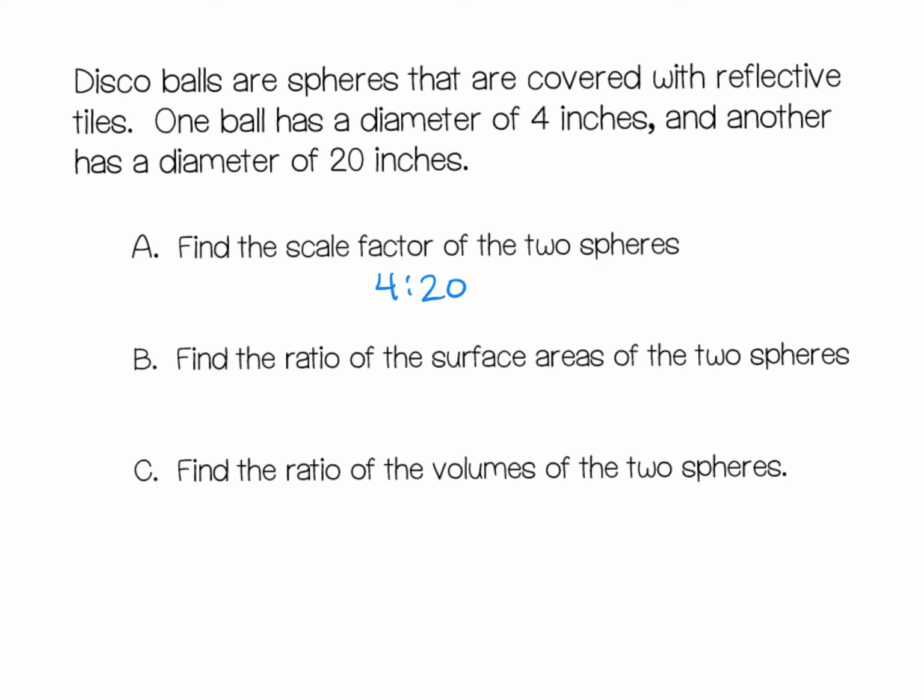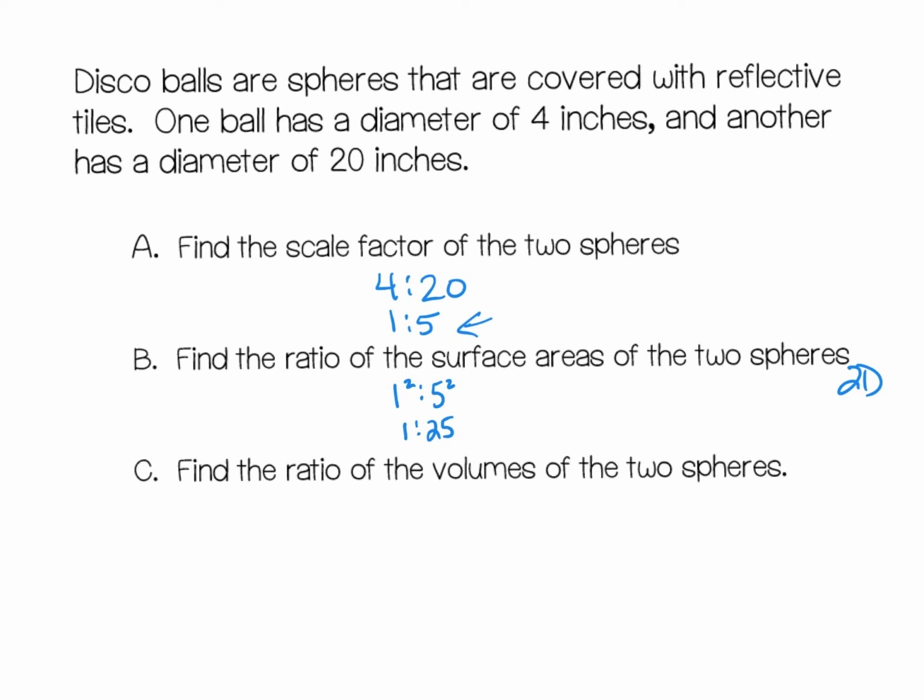A lot of times, especially when you're in one dimension, it's much easier to simplify that ratio. So this is really equivalent to 1 to 5. Okay, so this is my scale factor. Now it says find the ratio of the surface areas of the two spheres. Surface area is a two-dimensional measurement, so I need to square those.